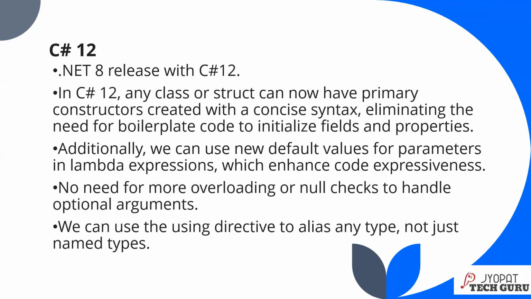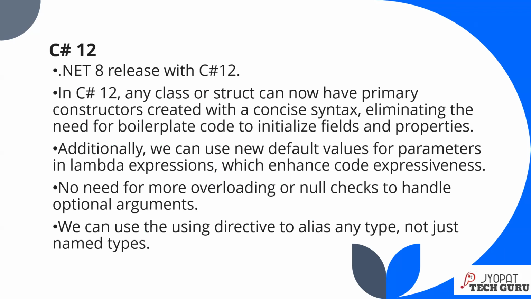Additionally, we can use new default values for parameters in Lambda expressions, which enhance code expressiveness. Right? Till now, we used to initialize it outside. Using Lambda expressions, you can initialize directly while you are declaring it. So there is no need for more overloading or null checks to handle optional arguments. So you have named parameters as well as optional arguments. Like this, a variety of features are there in C#. So with respect to 12, you don't have to use overloading or null checking concepts while handling the optional arguments. So we can use the using directive to alias any type, not just the named type.